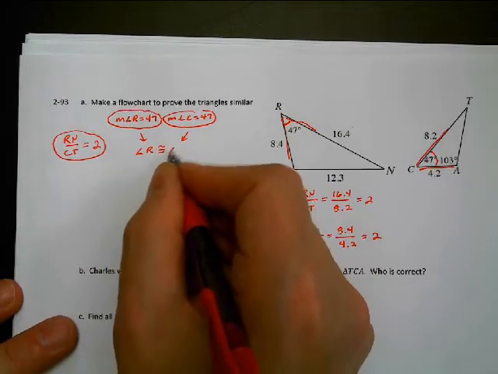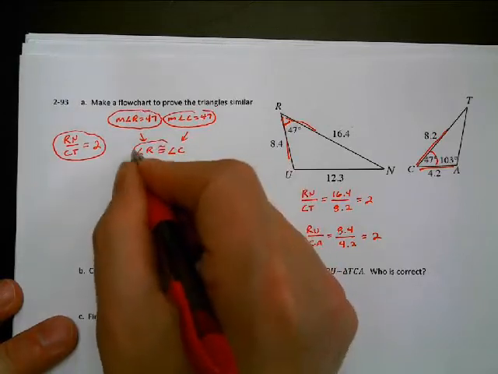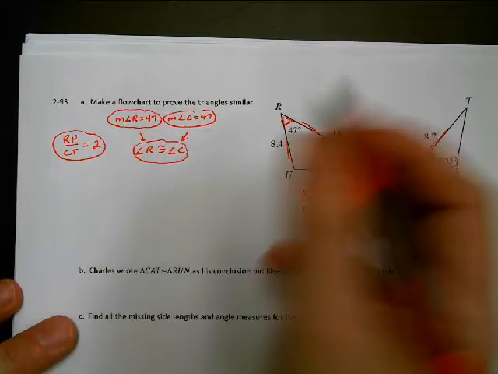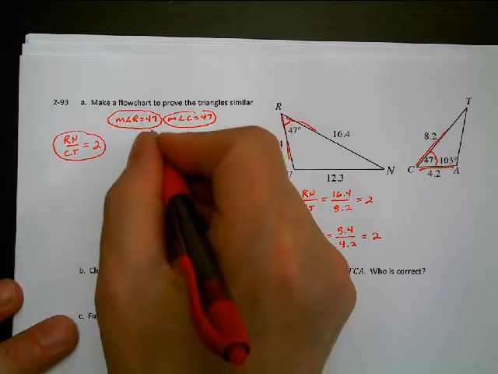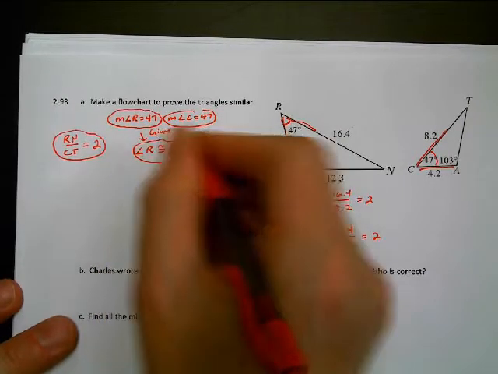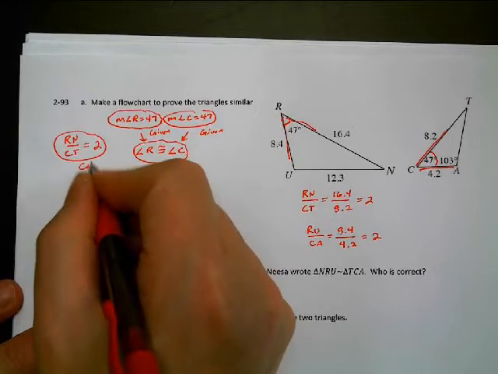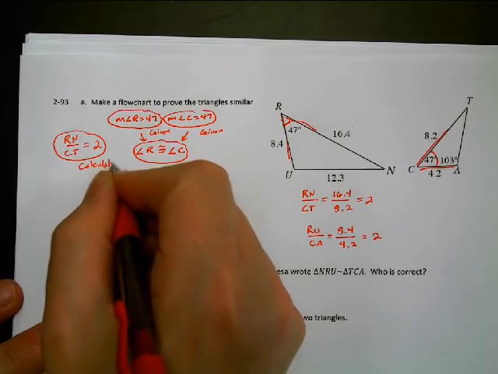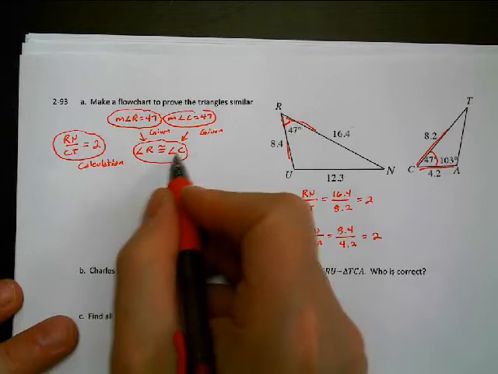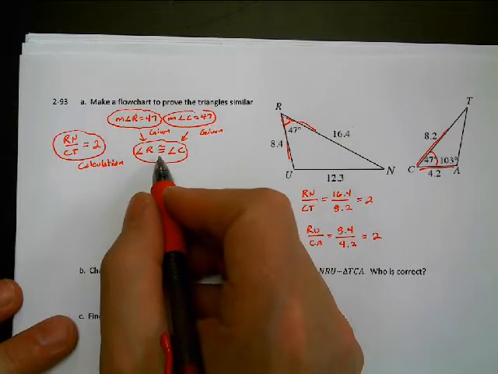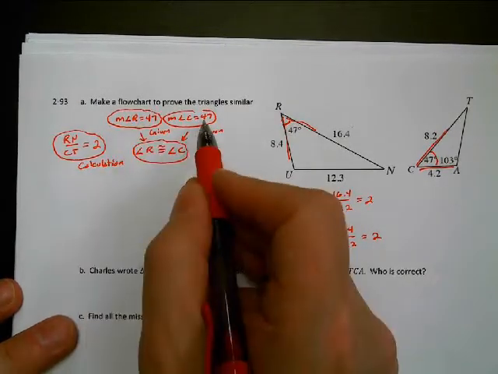I haven't been writing my reasons. This was given. This is given. This was calculation. And then this one is just the definition of congruence. Congruence means that they have the same measure. So they do have the same measure, so that means they're congruent. So, definition of congruence.